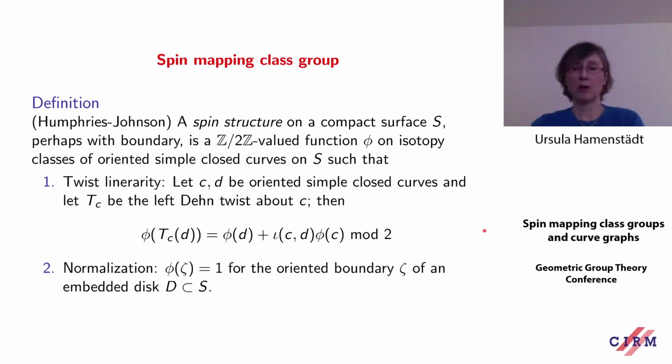That these two definitions coincide in the case of surfaces is the theorem of Humphreys and Johnson. But the way we think about the spin structure for the purpose of this talk is the way Humphreys and Johnson defined it. And note that you can also define Z mod RZ spin structures on a surface for any R. It is not too hard to see that such a spin structure can exist only if R divides the Euler characteristic.